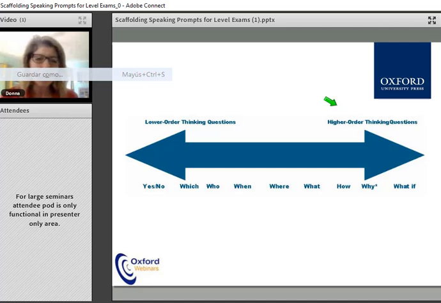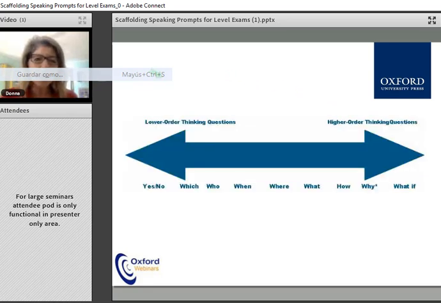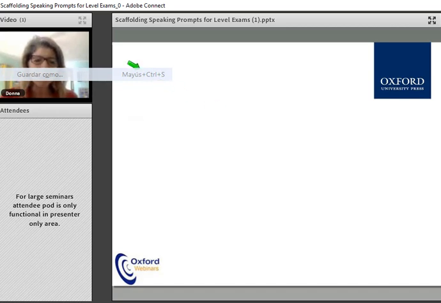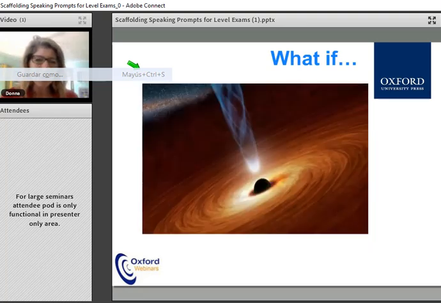All right, so what if? The one with the highest order thinking question is what if. And that's why I've chosen what if to show you this next activity. We're still talking about level 1. What if all the schools disappeared? What if you fell into a black hole?